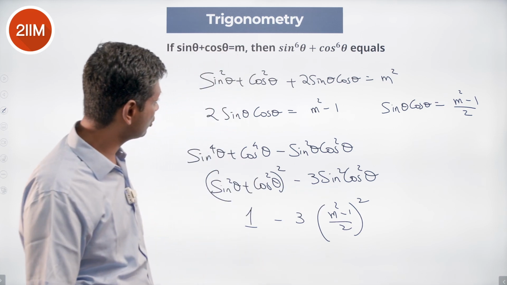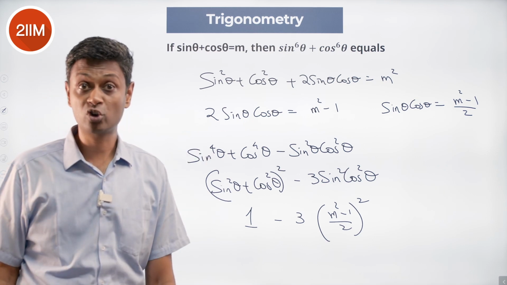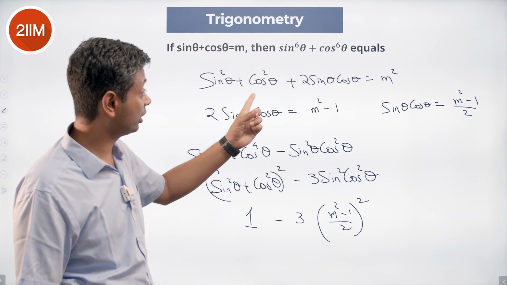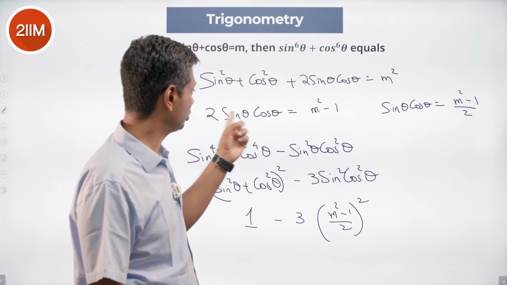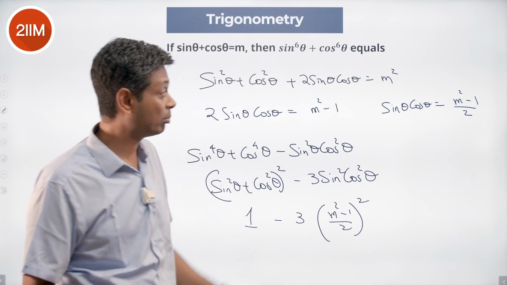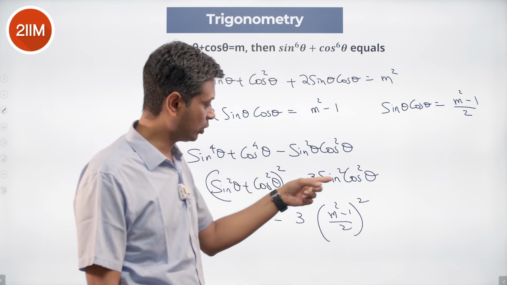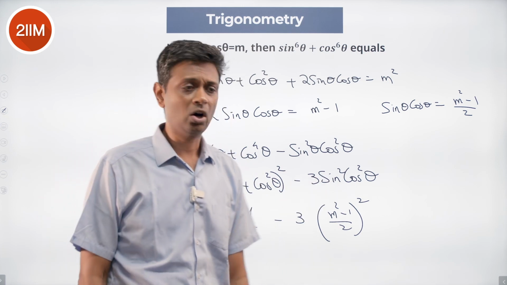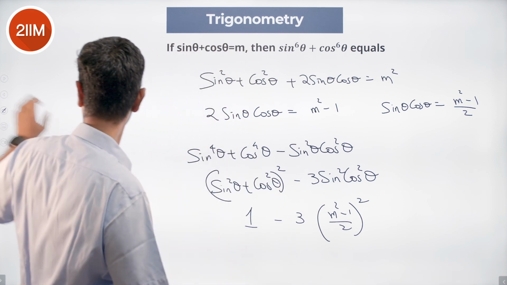We know that sine theta plus cos theta is m, square that. Sine square theta plus cos square theta plus 2 sine theta cos theta is m square. This is 1. 2 sine theta cos theta is m square minus 1. Sine theta cos theta is (m square minus 1) by 2. Plug that in here. So we have 1 minus 3 times (m square minus 1 by 2) whole square, or 1 minus 3 by 4 times (m square minus 1) whole square, which is choice D.